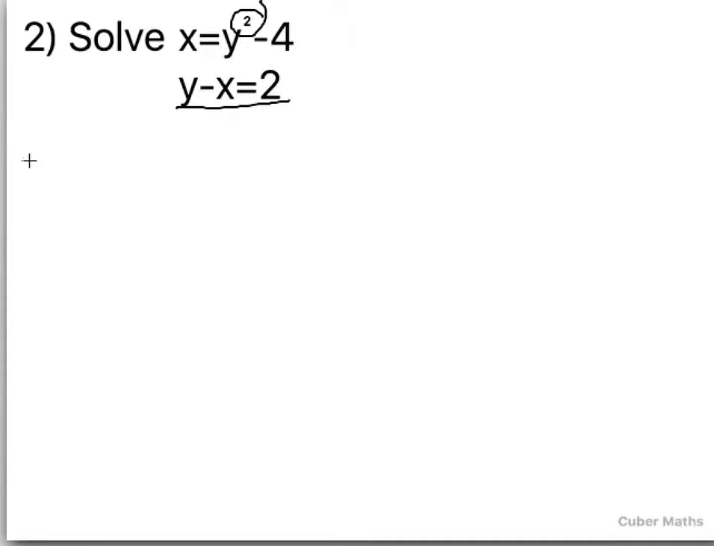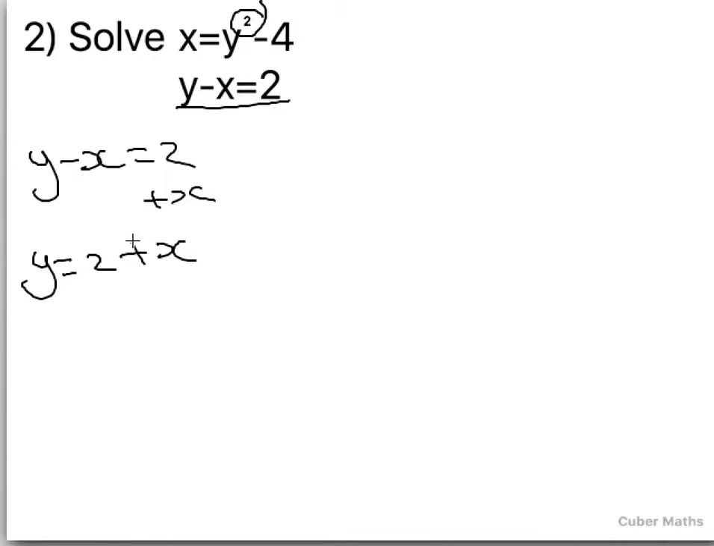So we take this bottom one, we've got y minus x is equal to 2. Now if we try and get it equal to y so that we keep positives, that's if we just add x, we're going to get y on its own. So we're going to get y is equal to 2 add x. Now just like in the one before, what we're going to do with this one is just substitute it up into this equation here, because we've got a y is equal to, and we've got a y in this top equation. So that's going to give us x is equal to 2 add x, all squared, minus 4.